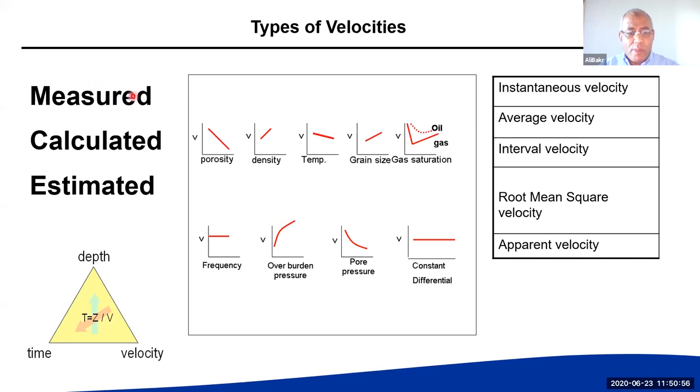To understand the complexities, what does velocity affect? Porosity, density, temperature, grain size, pore pressure, overburden, frequency, and many more, including the presence of gas and oil. I'll tell you what, some small gas could give you the same indication as a very big field saturation of gas because of the velocity. So we need to understand the velocity as well.